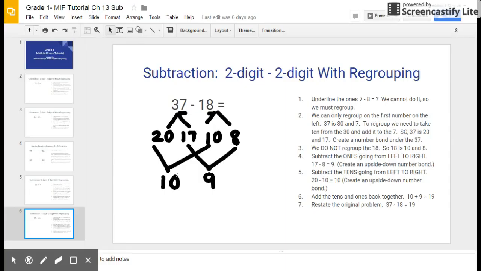Finally, we will add the tens and the ones back together. 10 plus 9 equals 19, and we will restate our original problem. 37 minus 18 equals 19.